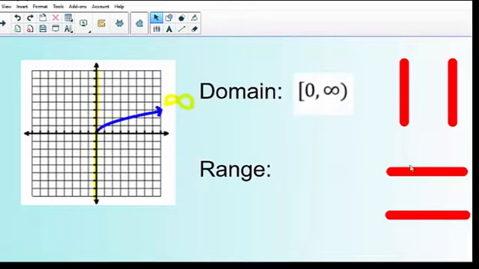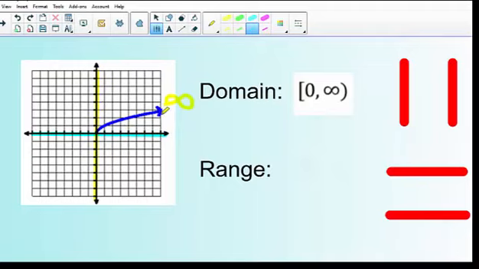For range, we're going to do the same thing, but we're going to be looking at horizontal lines. So I'm going to select a different colored highlighter. I'm going to look at the bottom, and on the bottom I'm going to decide where does my graph start. I see that it starts here, so I'm going to draw a horizontal line.